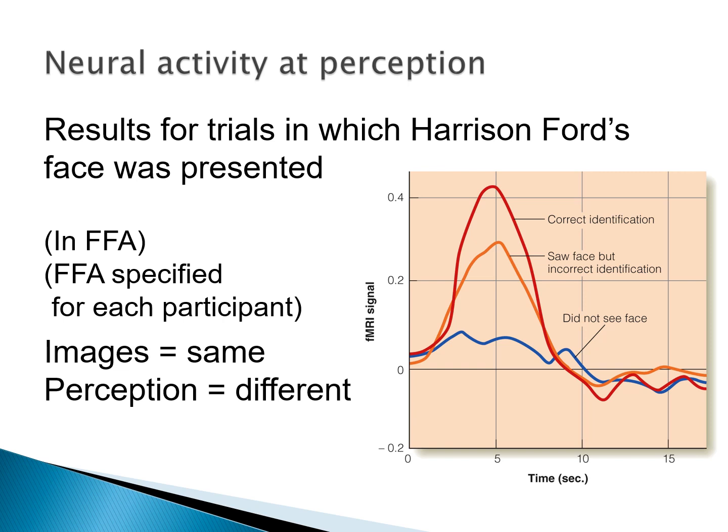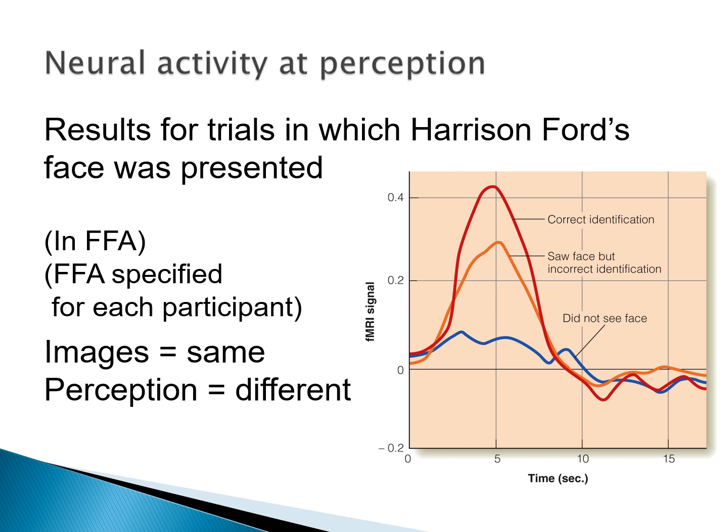So the data we're looking at here are all for what's happening when people were presented with Harrison Ford's face, and they're measuring from the fusiform face area. The fusiform face area was specified for each participant using the MRI, and they're looking at the overall activation of that region, or change in activation of that region in comparison to some control. The image hitting my eyes is the same, it's Harrison Ford's face, but my perception is different.